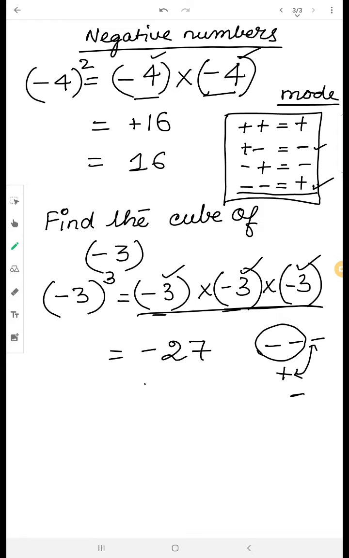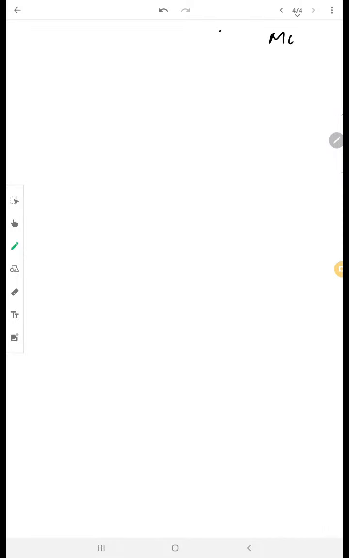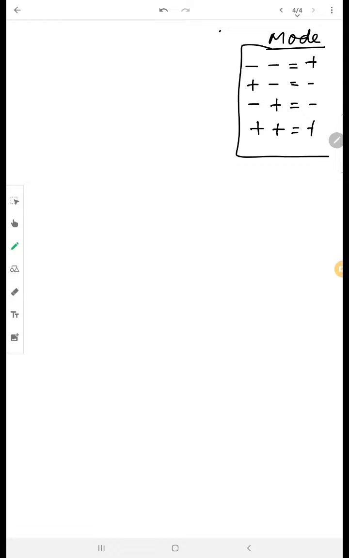Let me show you another example so that you understand it better. And let me also write the mode of operation so that you understand what is going on. As per the table, minus minus is plus, plus minus is minus, minus plus is minus, and plus plus is plus. So this is my mode of operation for the signs. Suppose I have got this time a negative number, let's take a different number. Say I take minus 7 to the power 3.